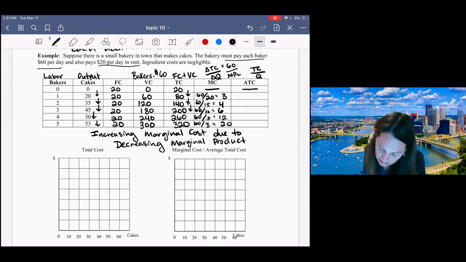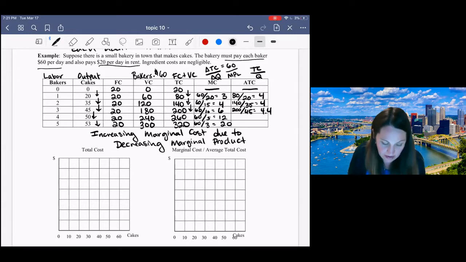So here, again, we can't do that for 0 cakes, but if I hire 1 worker, I produce 20 cakes, then my total cost is going to be 80. I've got 20 cakes, and my average total cost is 4. Okay, the next one is going to be 140 over 35, which is also 4. I've got 200 over 45, and here I'm just rounding to the 1 decimal place to give you a sense of what this looks like.